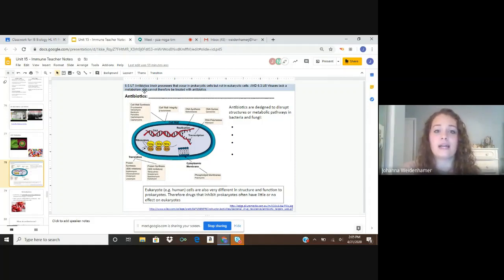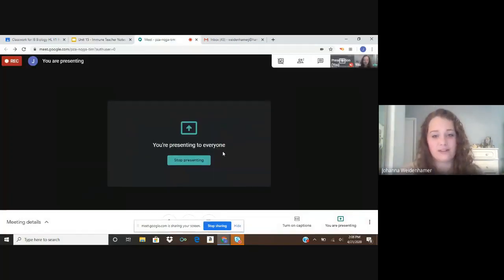So an antibiotic is something that blocks processes that occur in prokaryotic cells, not in eukaryotic cells. And remember, bacteria are a type of prokaryotic cell. Viruses lack a metabolism and cannot therefore be treated with antibiotics. So when we think of antibiotics, we have to think about bacteria. Antibiotics only affect bacteria, not viruses.